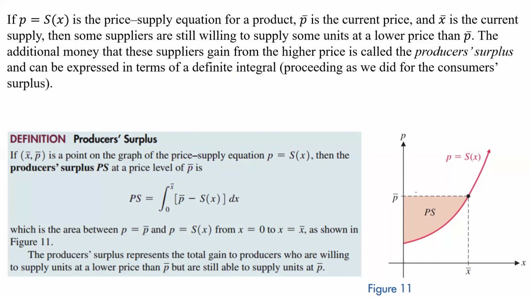Now, what's the top one? Well, the top is P bar. So we're going to take P bar minus the lower, which is this S of X. And so we put that in, and then we're going to have that integral. And when we get done, that's going to represent the total gain to producers who are willing to supply units at a lower price than P bar, but still can actually produce them and supply them at that P bar price. So they're willing to supply it down here, but everybody's going to pay up to that much. And so this is going to be kind of our producer's surplus.